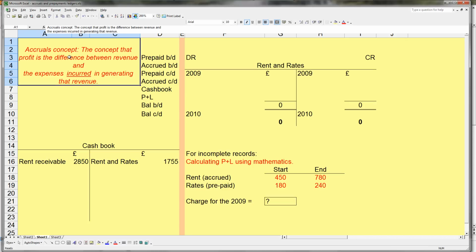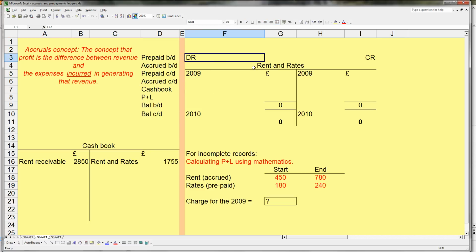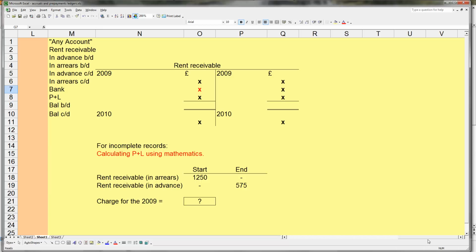So first of all, let's just remind ourselves of the accruals concept, the matching concept. This is the concept that profit is the difference between revenue and expenses incurred in generating that revenue. So we're matching income and expenditure to a particular period. If we look at the example I've got here, I'm going to do a full example with rent and rates because in this case it makes it a very full ledger with two variables, two expenses working together in the same account. And then I'll look at an income example, rent receivable, just on its own. A little bit easier in the sense of detail, but certainly the income does confuse quite a lot of students.